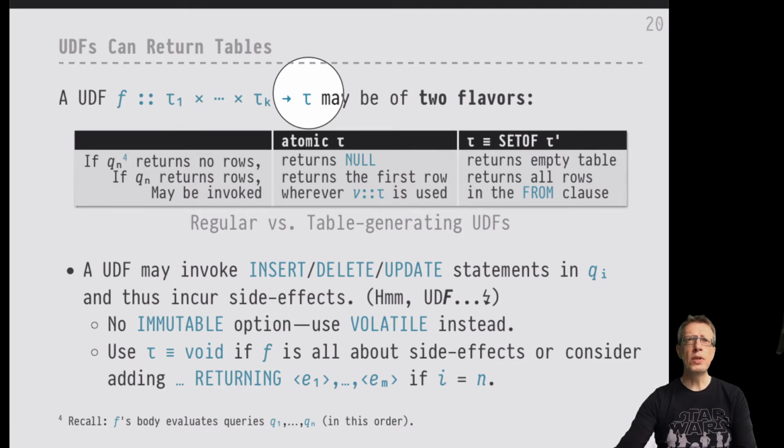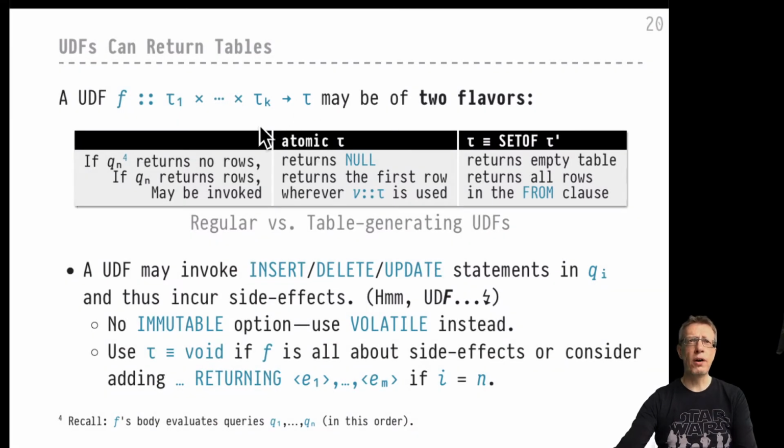Okay, so if this is a possibility, then we have to think hard about the behavior of such a function f. What's the behavior if the final query evaluated inside the body of f, the Qn, if you recall, what's the behavior of f if it's an atomic function with an atomic return type, or a table-valued, table-generating or set-returning function if the type tau indeed is specified as set of some tau prime? You've seen the set of tau prime notation already in the previous video.